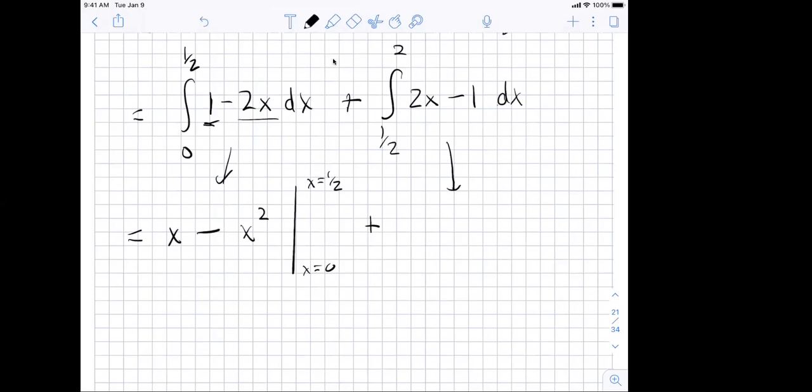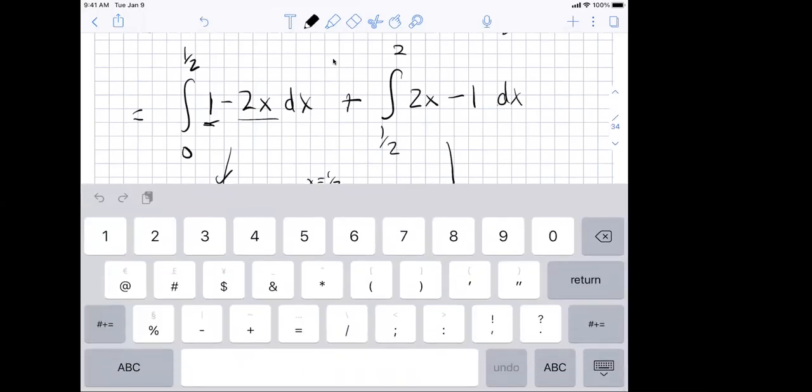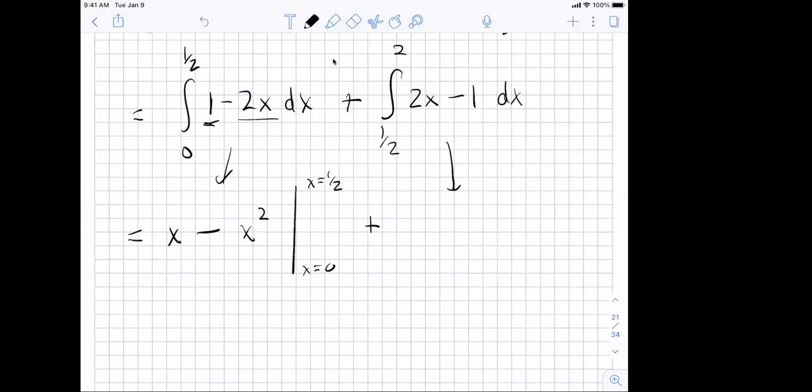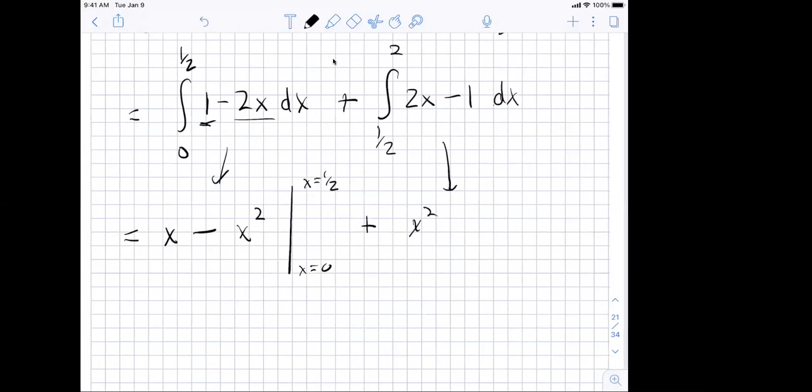This piece, well, I already found these antiderivatives, just in the opposite order. So an antiderivative of 2x is just x squared. And then an antiderivative of 1 is just x. So into this, I'm going to plug in x equals 2 and x equals 1/2 and subtract. Questions here?